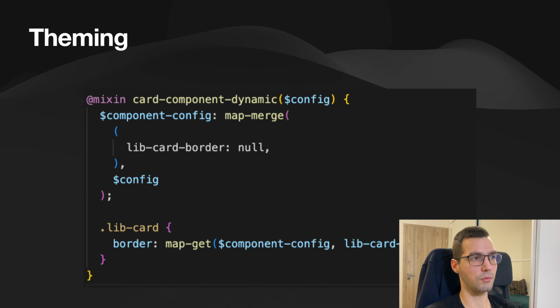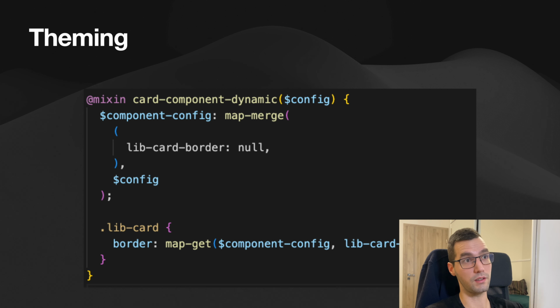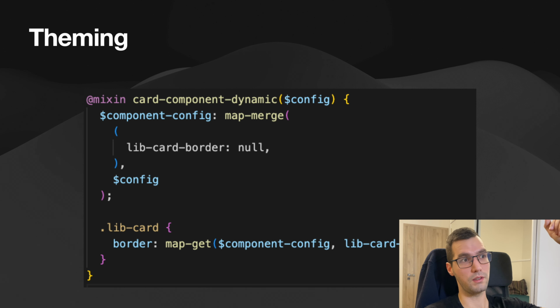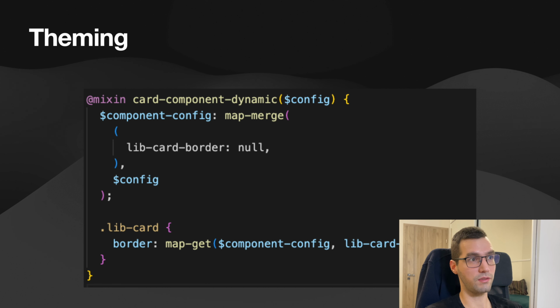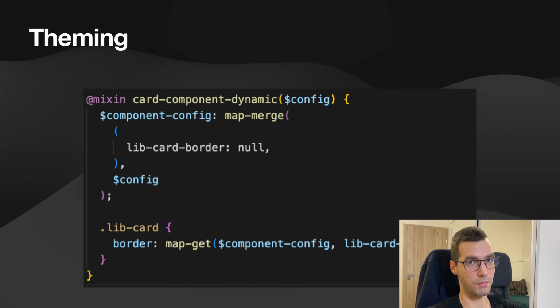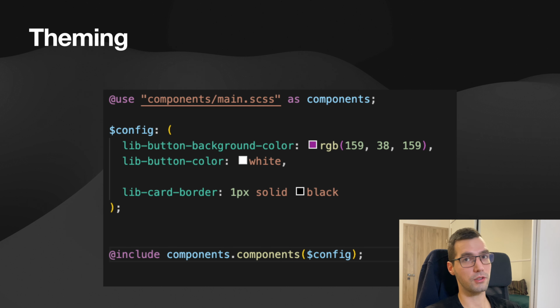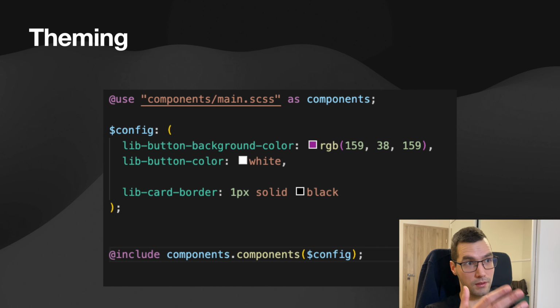So if lib card border is not defined either in the config, that's the parameter, neither has, as you can tell, it's null, so it doesn't have a default value, then libcard won't get a border, and that's the beauty of it. Also, if config doesn't have libcard border, but we have a default value, then we will use the default value. And the last one, if config has a value, then whatever the default value was, either null or something else, we will have the border as defined in the config. Very practical. And actually that is how basically Angular material does this. Does the same theming.